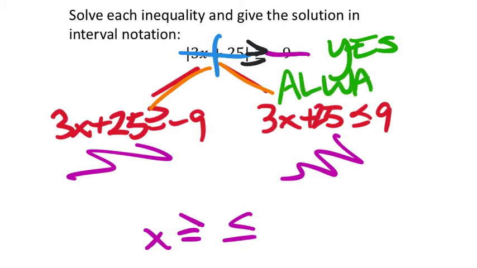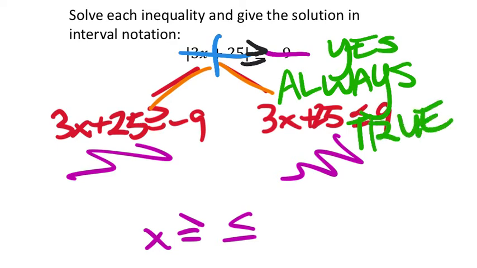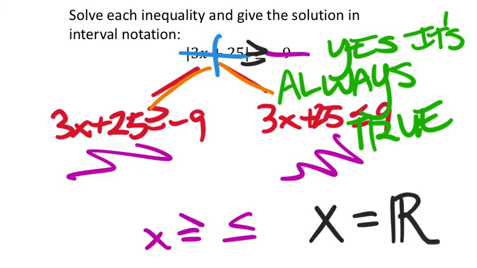Oh, spelling's hard. My bad. Yes, it's always true. Does this help? Yes, this is always true because a positive will always be greater than a negative. It will never be equal, by the way, but it only has to be one or the other. Since this is always true, that means that any value of x would work. Down here, this is the answer, something like this one.